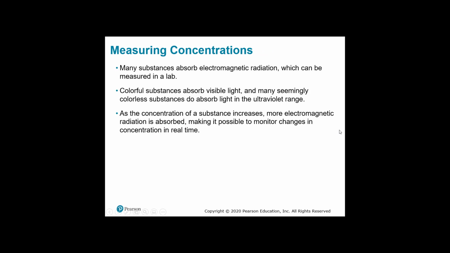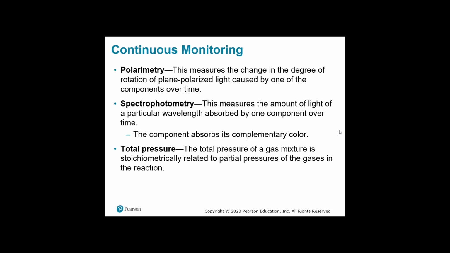So many substances absorb electromagnetic radiation, which can be measured in the lab. So colorful substances absorb visible light, and many seemingly colorless substances absorb light in the UV range. As the concentration of substances changes, the electromagnetic radiation absorbed changes, making it possible to monitor the changes in concentration in real time. What does this mean? So there's ways to monitor this.